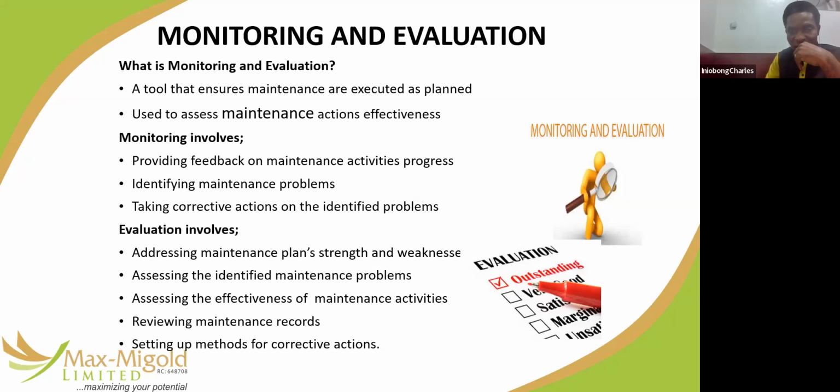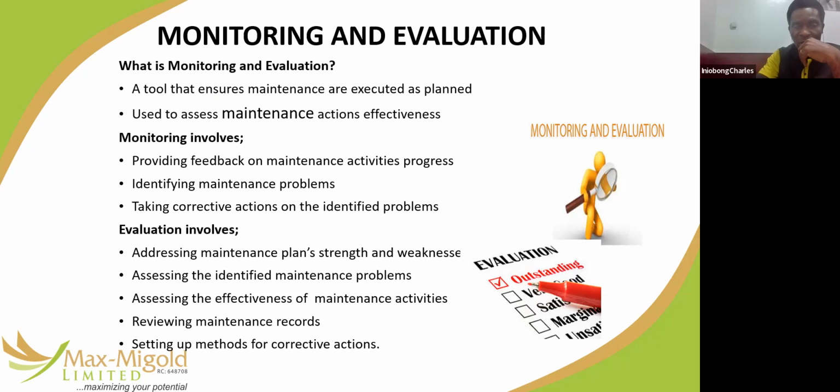The activities you are applying, are they effective? Are you wasting time? Like I said before, there are some activities during maintenance that you are not supposed to do, but because you didn't plan your activities very well, you put them there, and it's a waste of time, waste of man hours, and sometimes waste of resources. Reviewing maintenance records. All your records, during evaluation, you want to review them. What is the output? You check your inputs, and you want to also check your outputs.